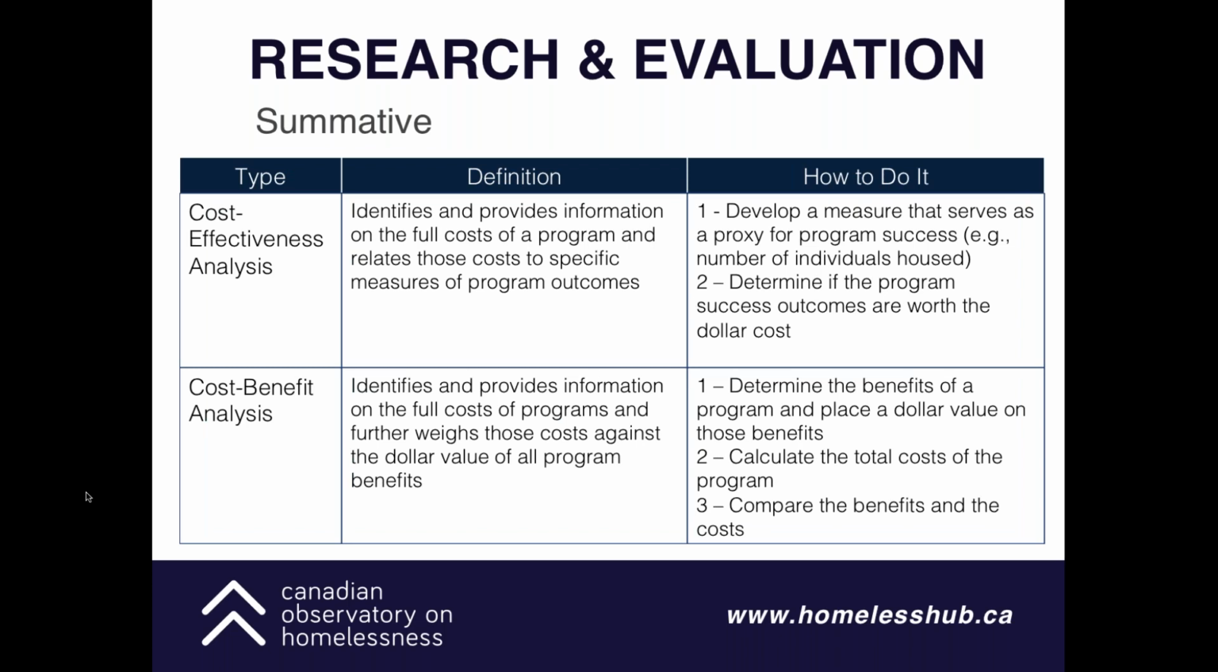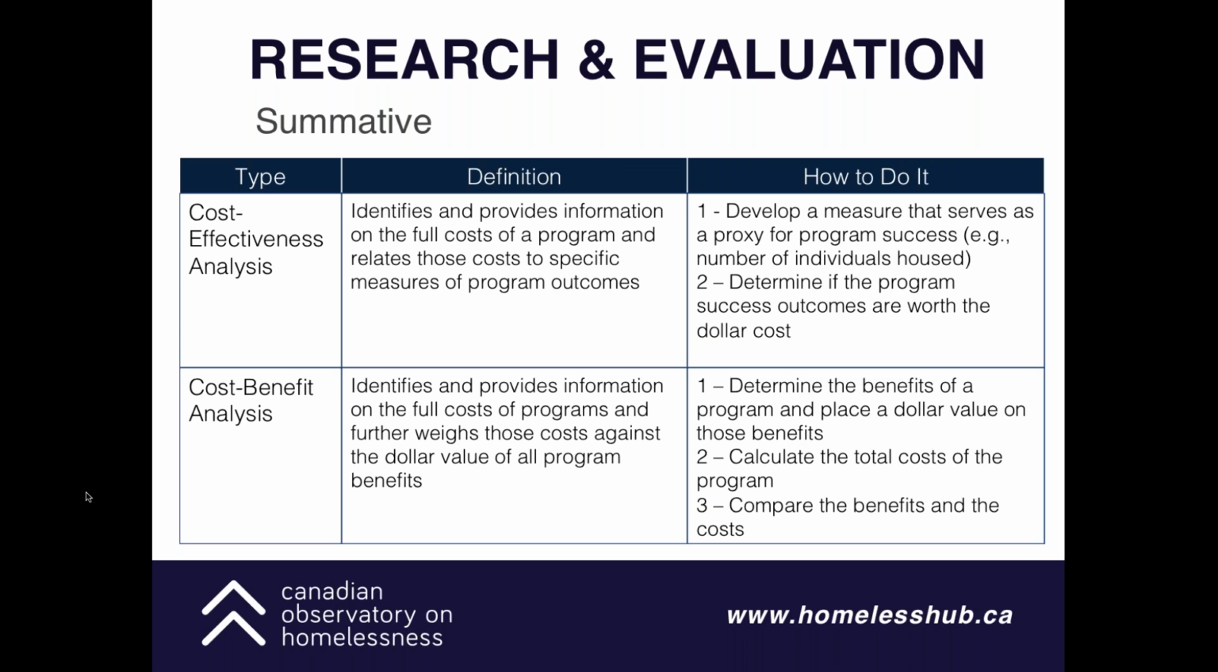Costing is just a huge consideration in any program. So there are two main types. You have a cost effectiveness analysis, which identifies and provides information on the full costs of a program and relates those costs to specific measures of program outcomes. So how to do it? You develop a measure that serves as a proxy for program success, so something like the number of individuals housed, let's say, and determine if the program's success outcomes are worth the dollar cost. So it's a bit of a different process, but it's really understanding if the expenditure really matches what outcomes you are achieving.